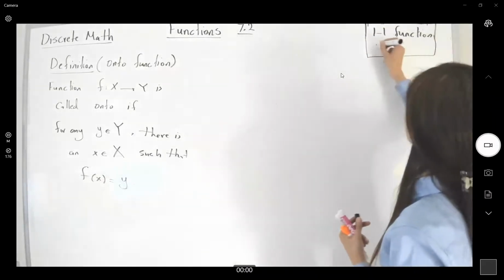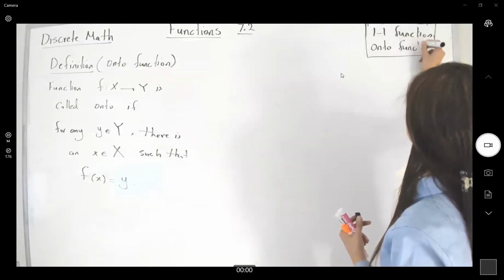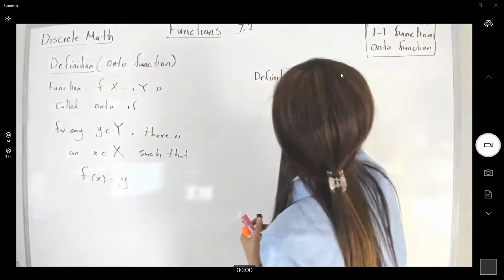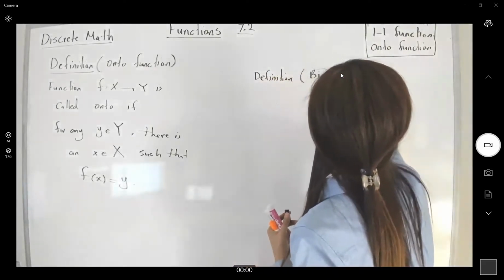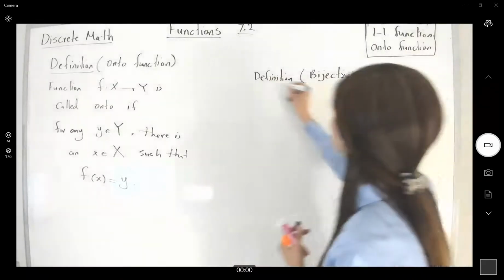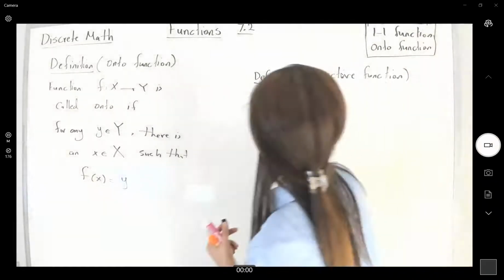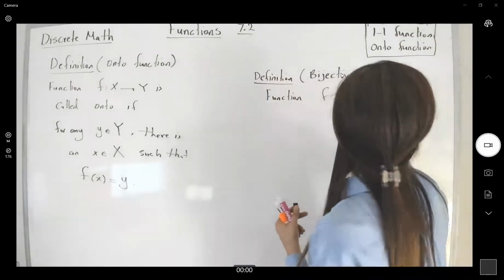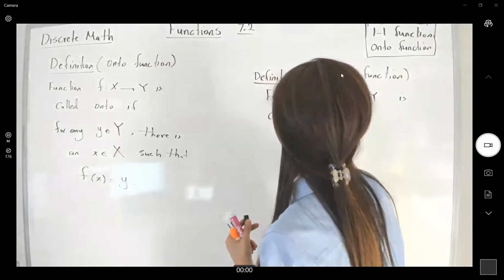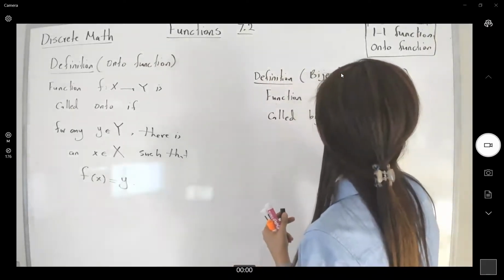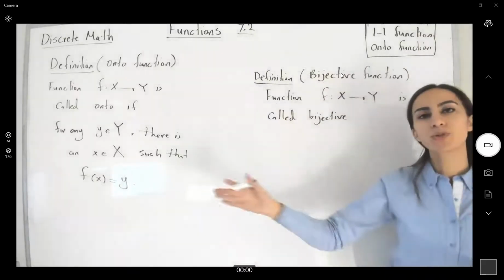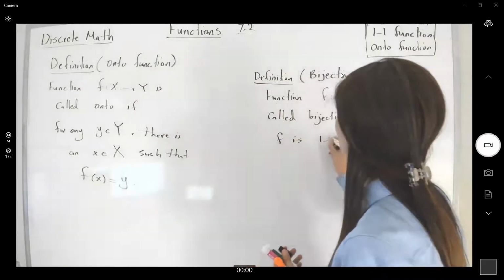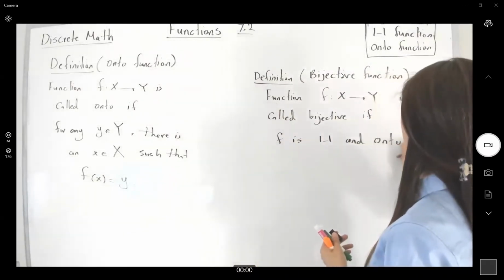One-to-one and onto function. So definition of bijective function. We say that a function like f that maps x into y is called bijective, or sometimes they call it one-to-one correspondence, if f is one-to-one and onto.